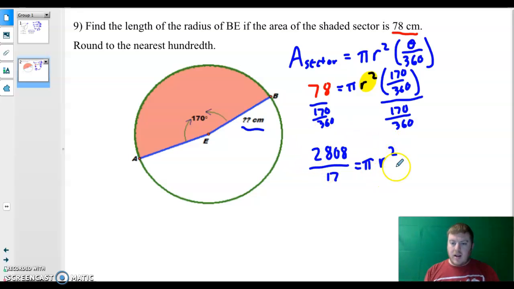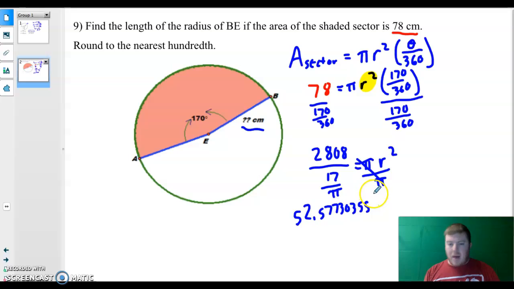So the r squared is not by itself yet, so I need to divide both sides by pi. That's going to cancel out over there. On this side, it's going to give us about 52.57730355. I would just leave that in your calculator and immediately do the next step on the next part. That way you don't have to worry about as many decimal errors if you start rounding early.